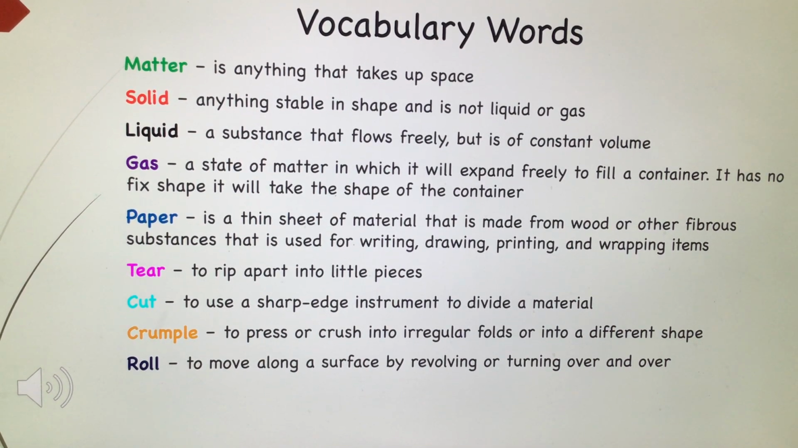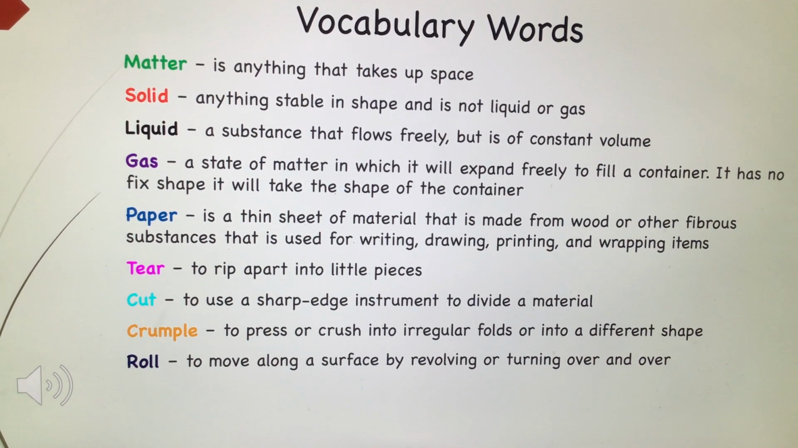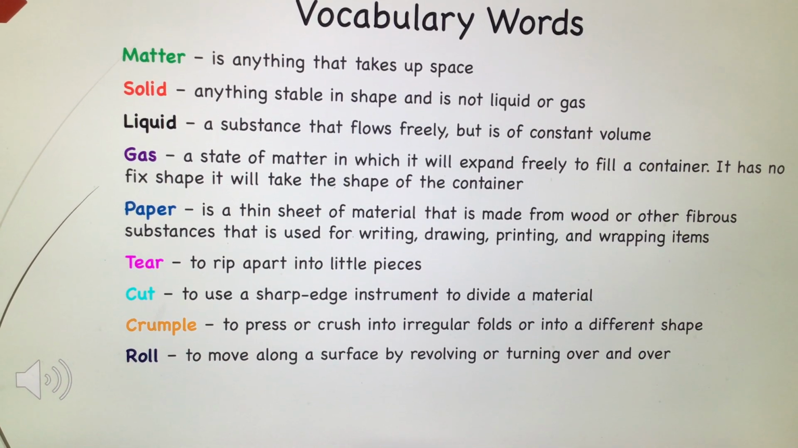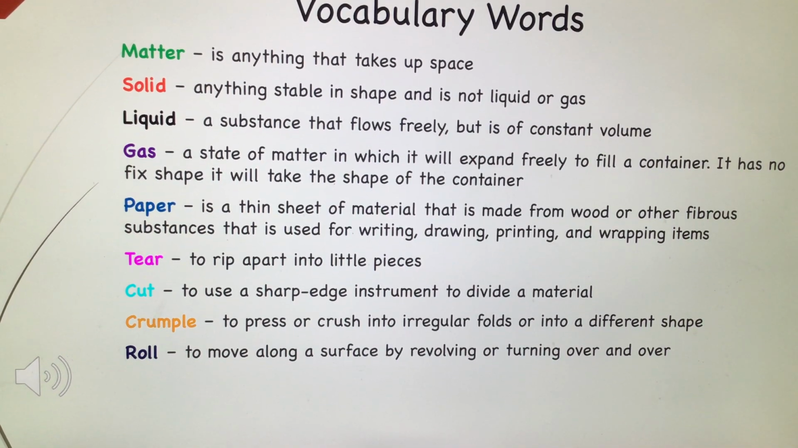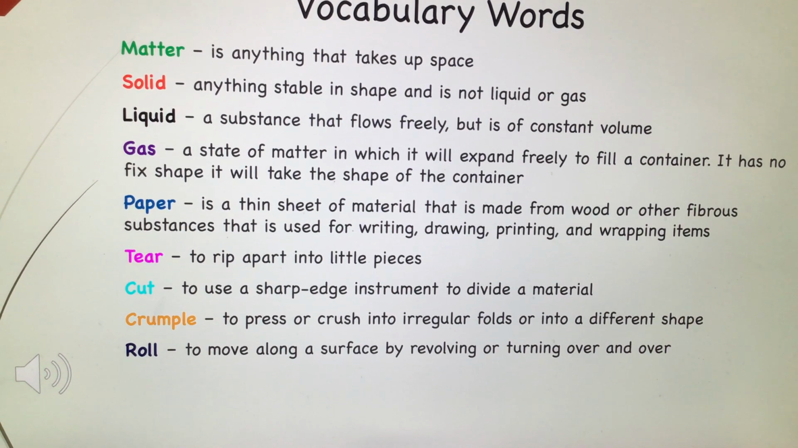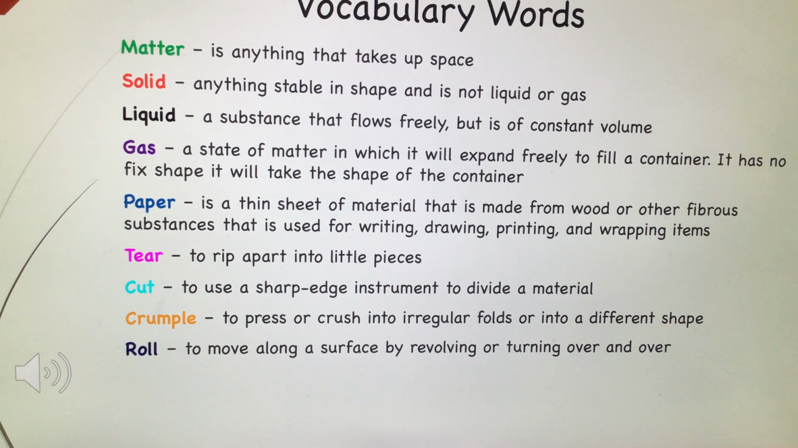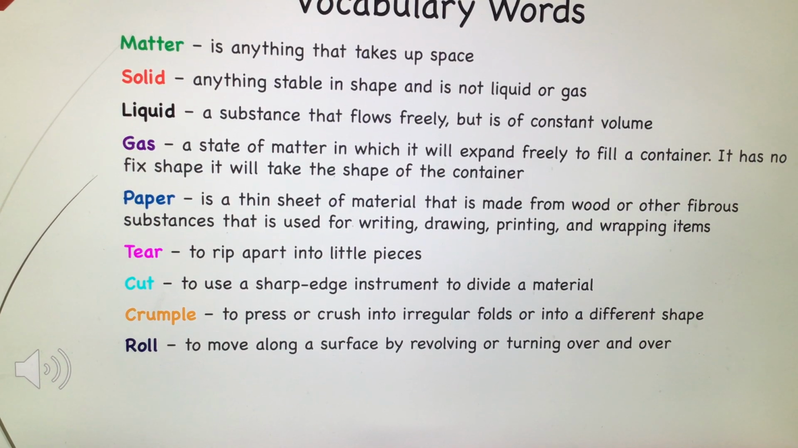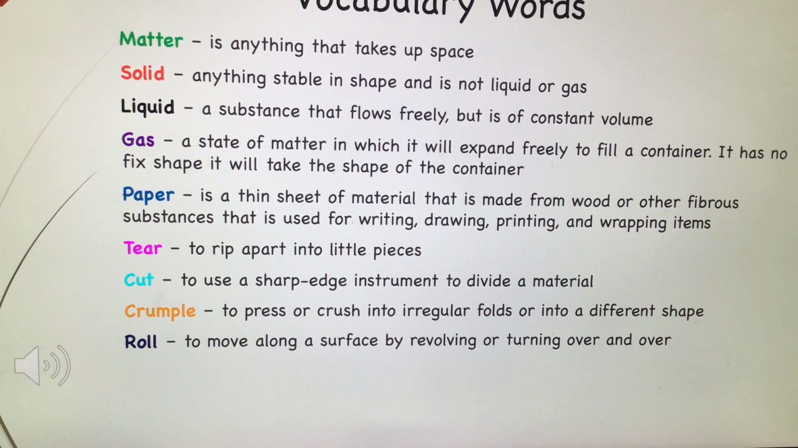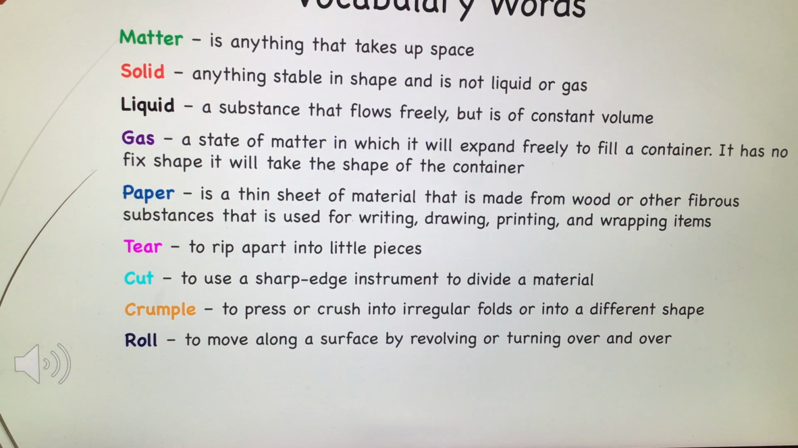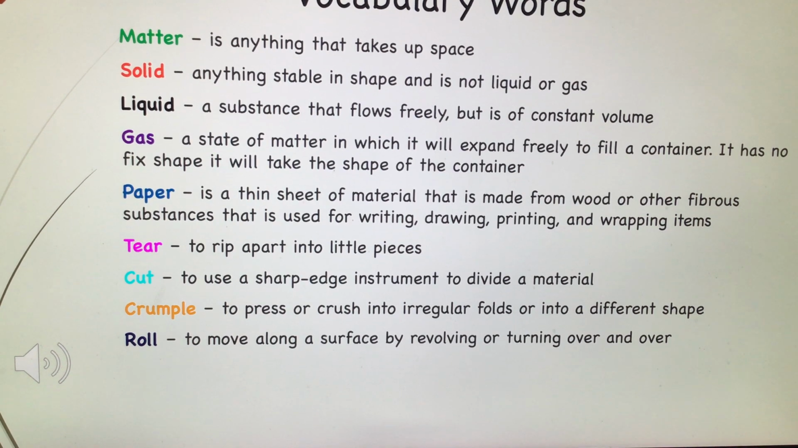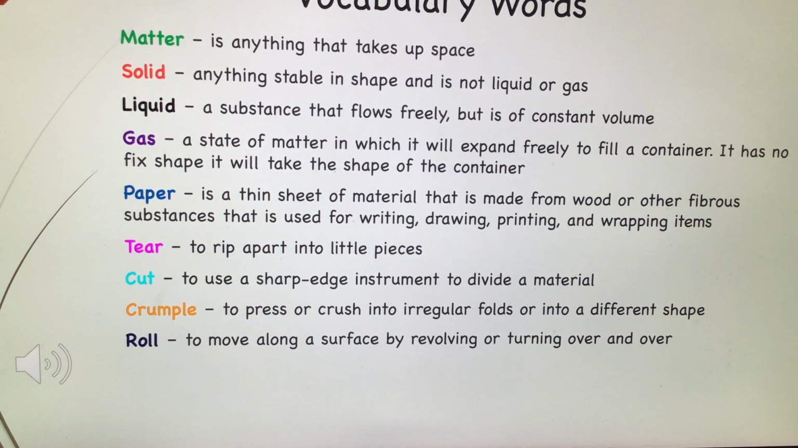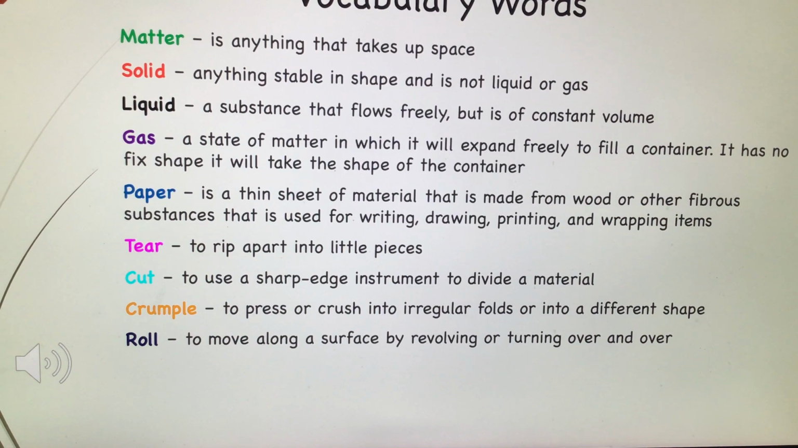Then you have the word tear. To tear is to rip apart into little pieces. The next word is cut. Cut is to use a sharp edge instrument to divide a material. Then you have the word crumple. Crumple is to press or crush into irregular folds or into a different shape. So you're changing the shape of the item. And the last one is roll. Roll is to move along a surface by revolving or turning over and over. And those are our vocabulary words. Let's get started.